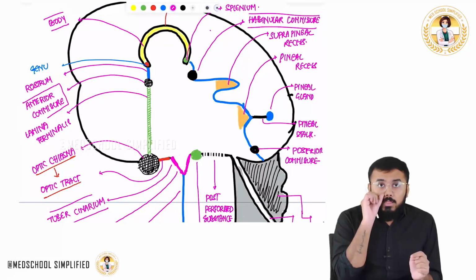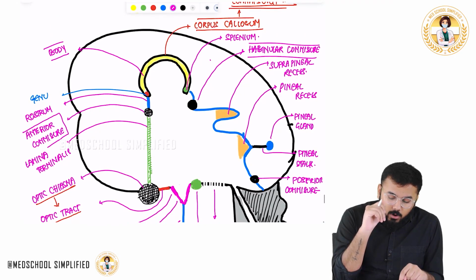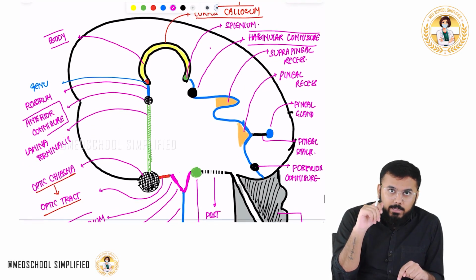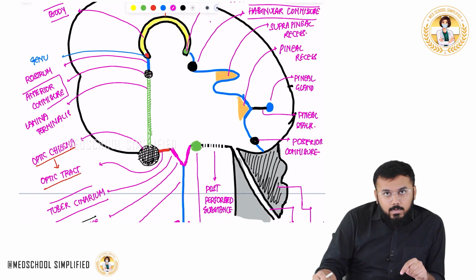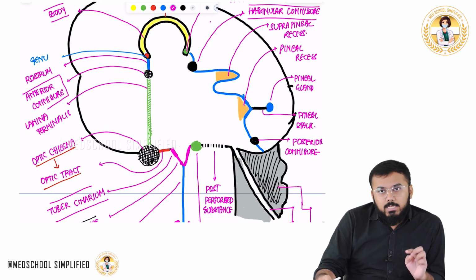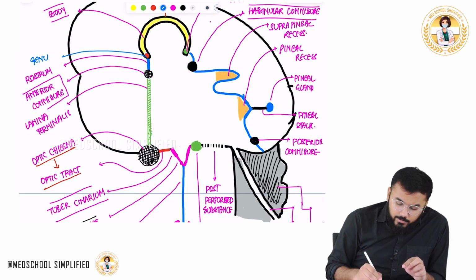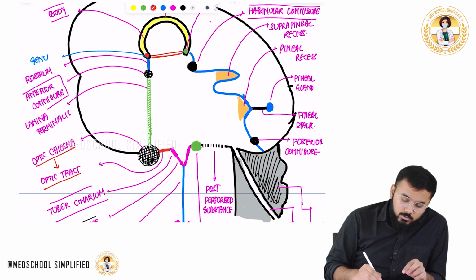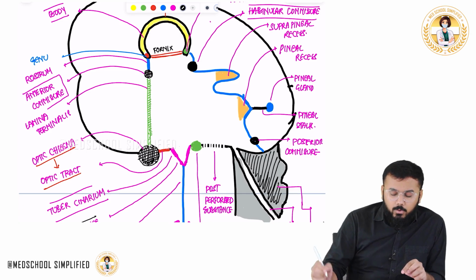Now, touching all the way from the body till the splenium, the genu is the red color one and the splenium is the green color one. Touching both of them, you have a third structure like this. This structure over here is called a fornix. So, what is this structure? This is your fornix.